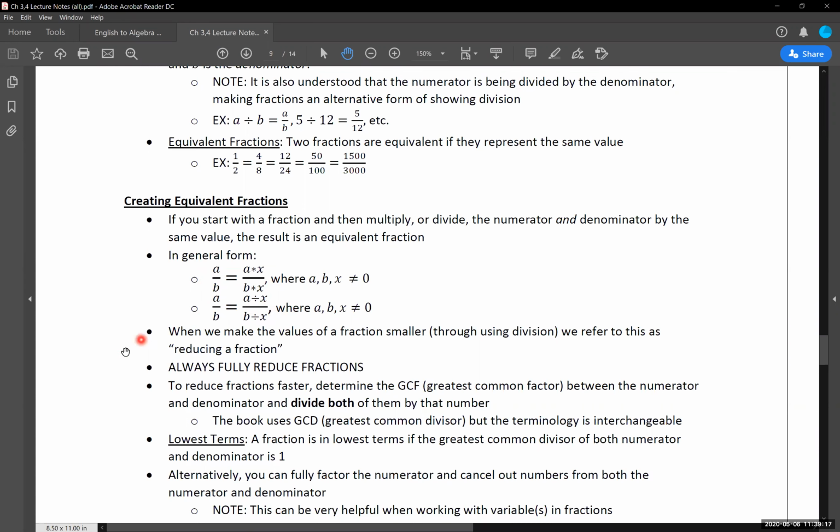So again, we have a little more formalized way of writing this out. When we make the values of a fraction smaller using division, we refer to this as reducing a fraction. So if I'm ever asking you guys on a test or anything, write your answers as fully reduced fractions, which you should always be doing.